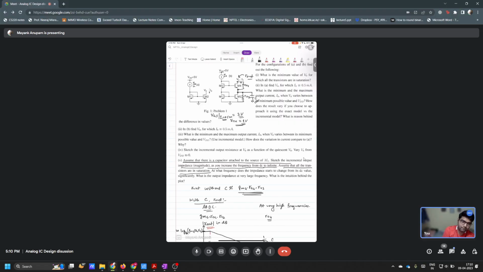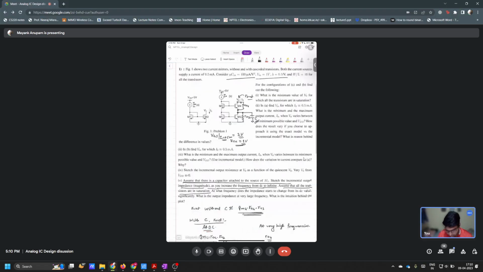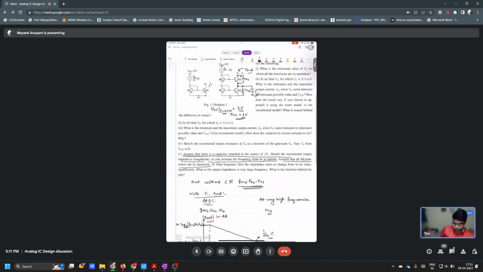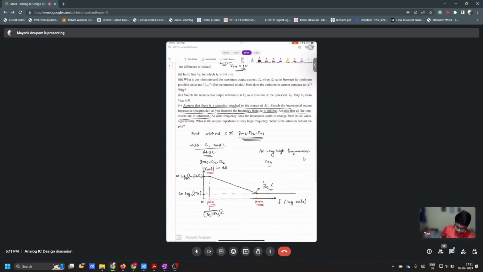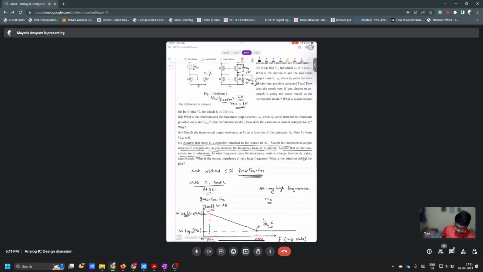Okay, sir. One doubt, sir. Suppose RDS4 equals RDS2, that is, ro4 equals ro2. Then the pole will be like 2 by... The pole frequency will be greater than the zero frequency, no, sir?